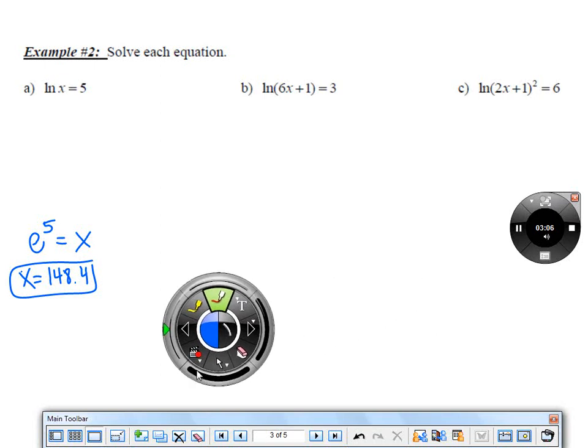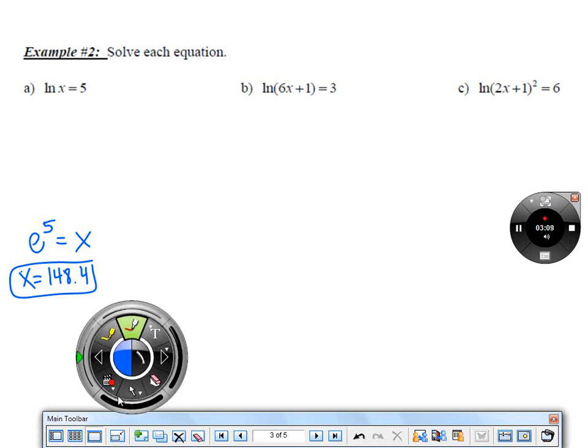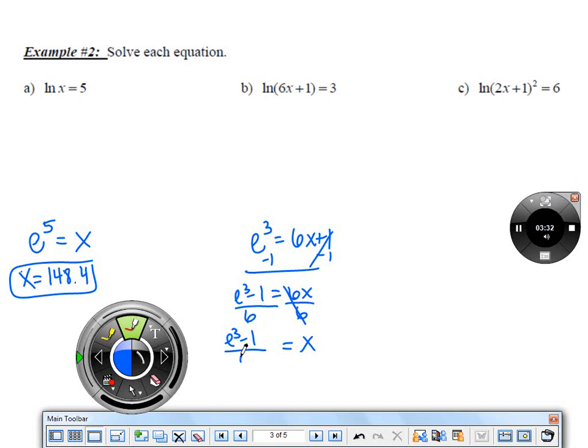For the second equation up here, same setup. Okay, it's just going to be a couple more steps because there's more stuff inside the logarithm. So this would be rewritten as e to the 3rd equals 6x plus 1. Okay. I would want to subtract 1 from each side. So I would have e to the 3rd minus 1 equals 6x. And then I'd want to divide by 6. So I would have x equals e to the 3rd minus 1 all over 6. If there was no calculator, I would leave my answer like that. With a calculator, I should be able to calculate that x is equal to 3.18.